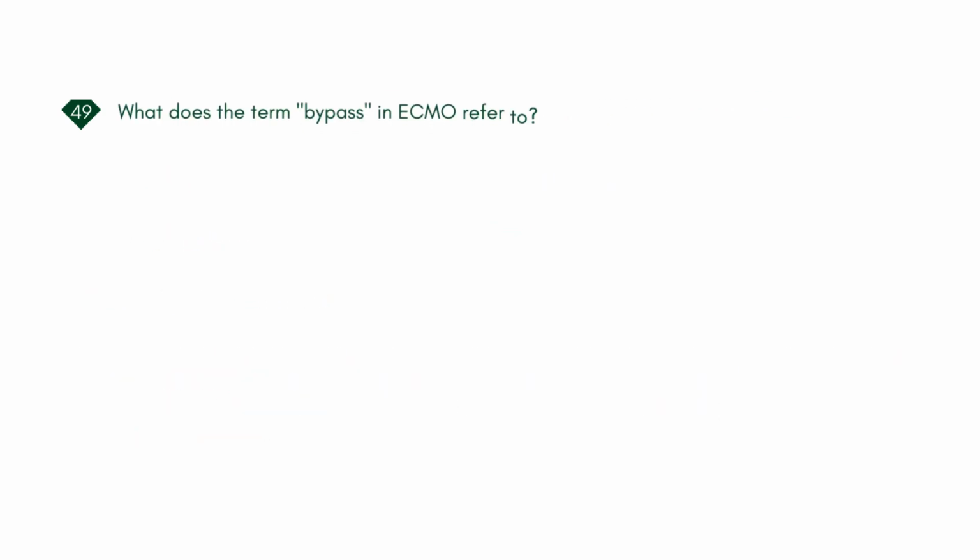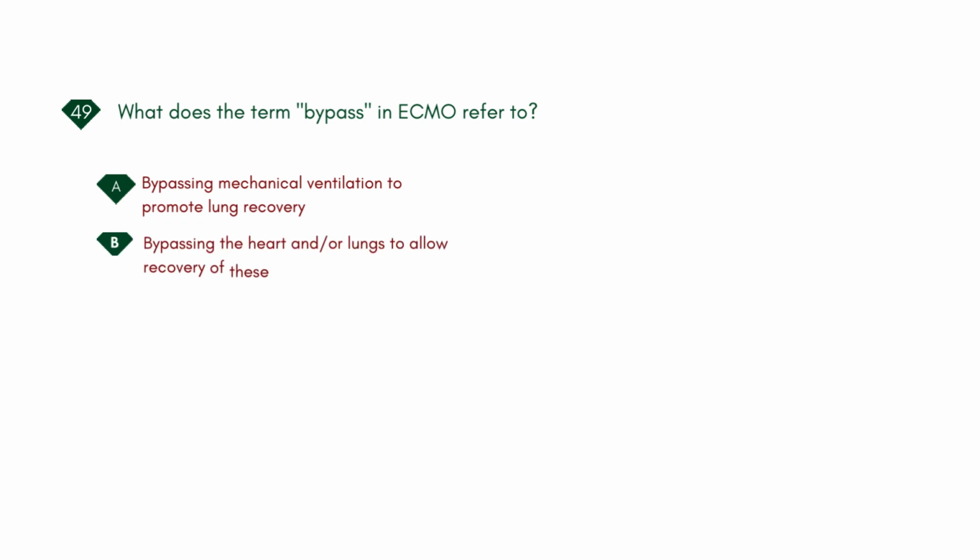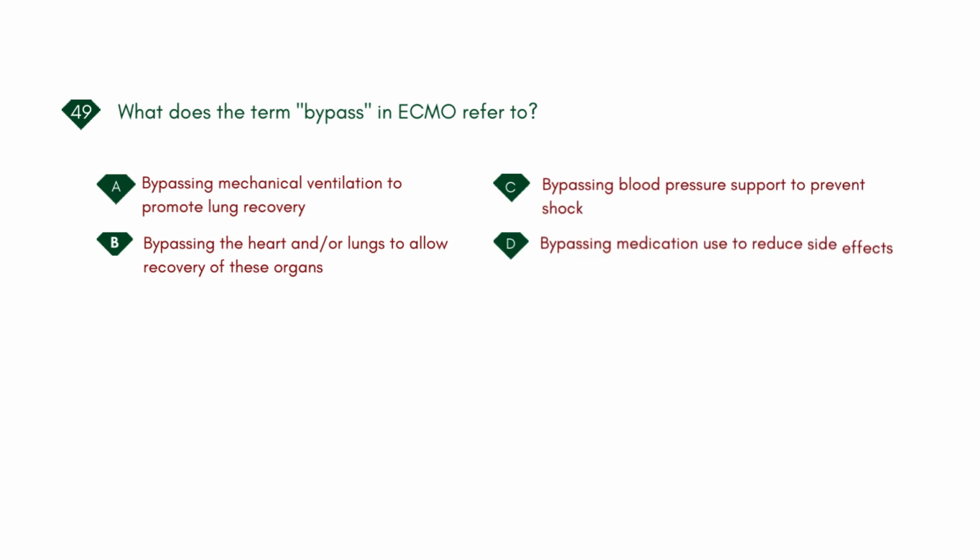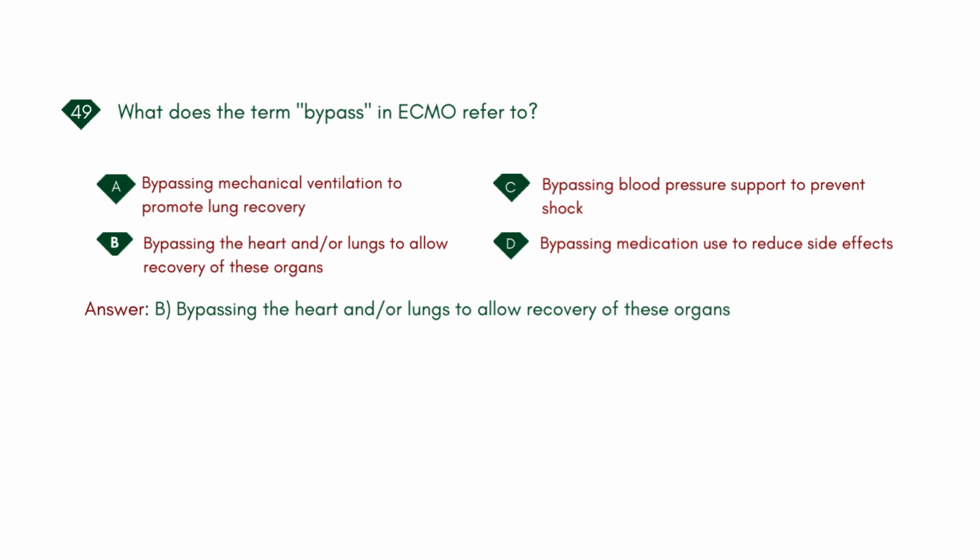What does the term bypass in ECMO refer to? A. Bypassing mechanical ventilation to promote lung recovery. B. Bypassing the heart and/or lungs to allow recovery of these organs. C. Bypassing blood pressure support to prevent shock. D. Bypassing medication use to reduce side effects. Answer: B. Bypassing the heart and/or lungs to allow recovery of these organs.